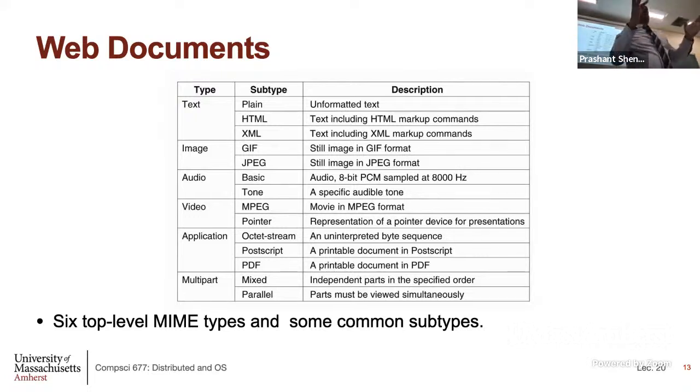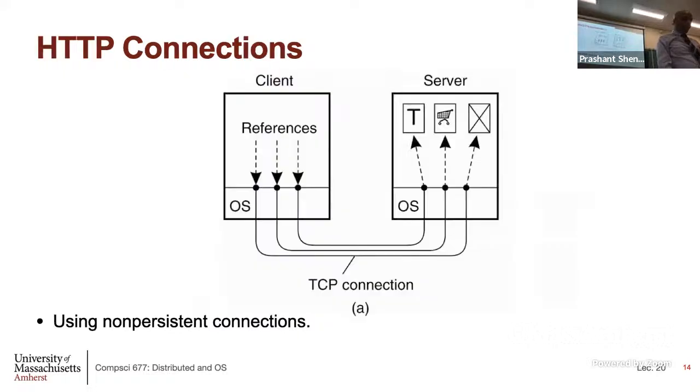So these are all typical documents that an HTTP request from a web browser can retrieve for you. Okay? Now, regardless of what type of document it is, let's take a look at how HTTP actually works. Okay? So here's an example of a client making a request to the server.